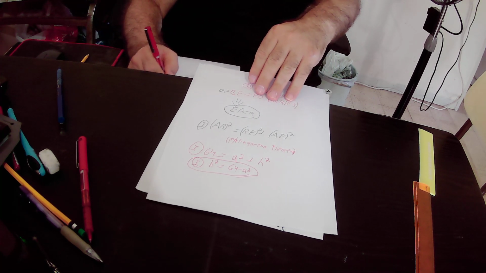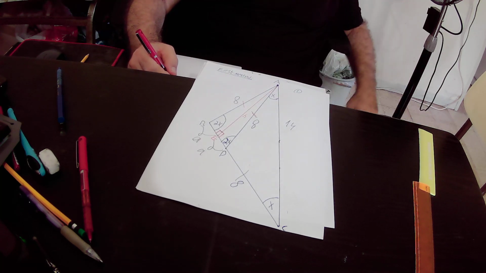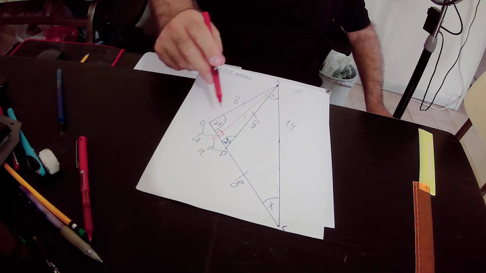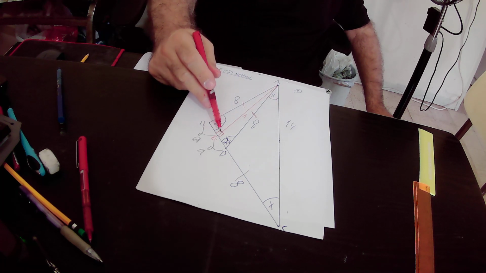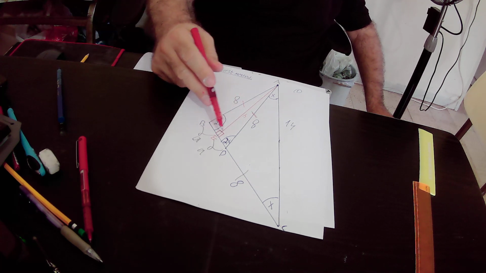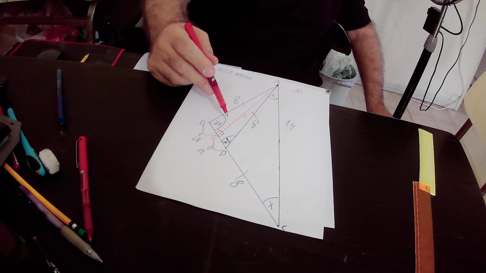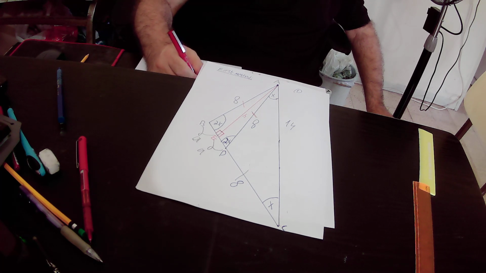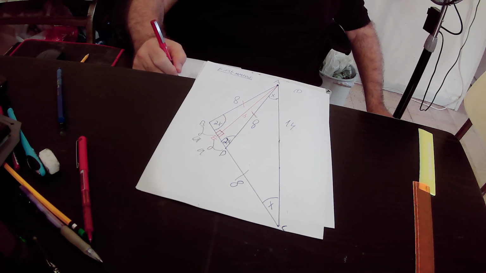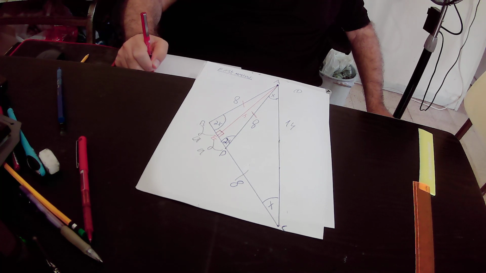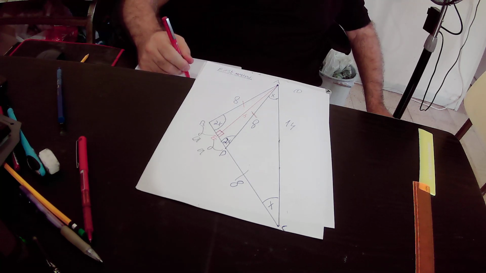So actually, triangle AEC is a right triangle because it has one angle that equals 90 degrees. This angle, angle AEC, is a right angle. Therefore, triangle AEC is a right triangle, because of the fact that angle AEC is a right angle.